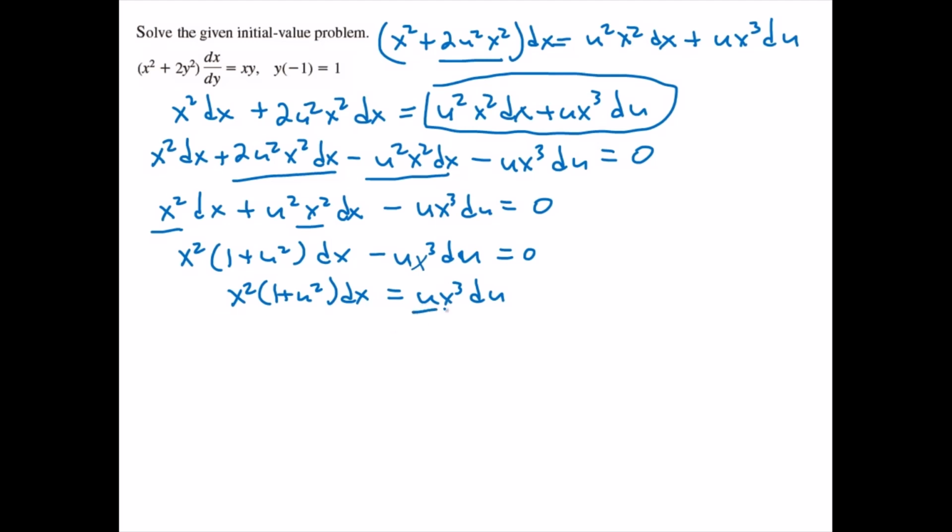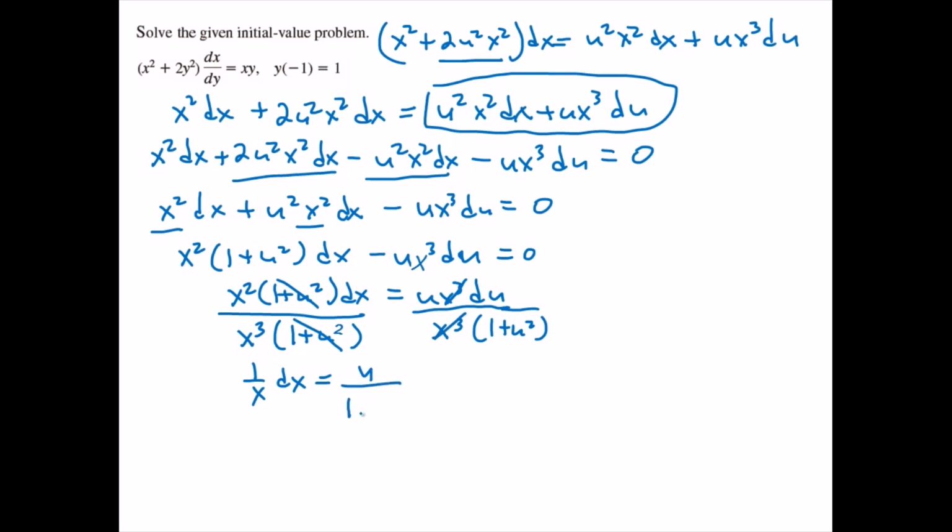So we'll divide on the right-hand side by the x cubed, so we'll have to do that on the left-hand side. And on the left-hand side, we'll divide out the 1 plus u squared, so we'll also do that on the right-hand side. And this will give us the following. So the 1 plus u squareds will cancel on the right-hand side, and we'll get 1 over x dx equals, and on the right-hand side, the x cubes cancel, and we get u over 1 plus u squared du.